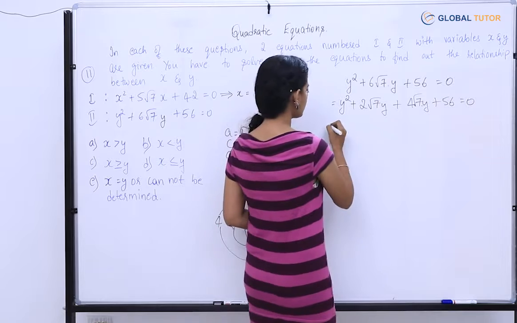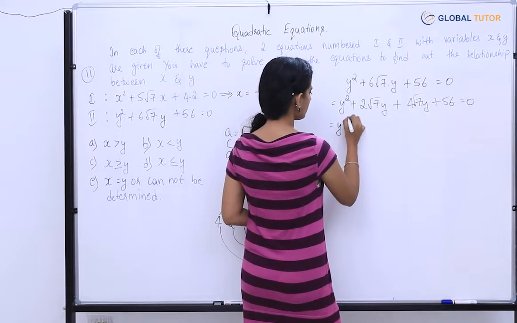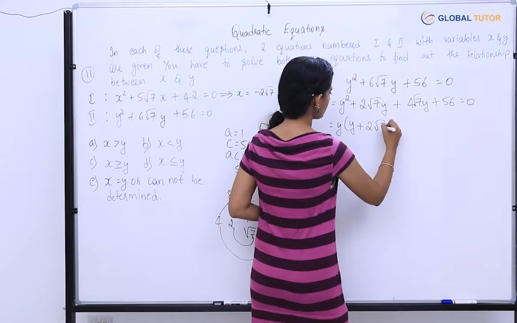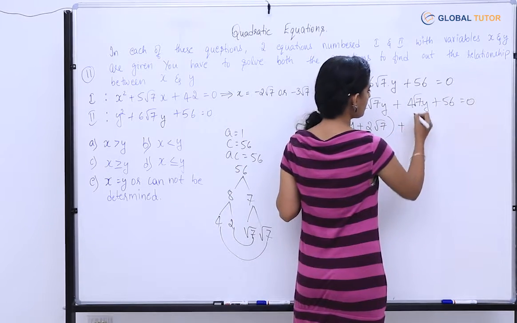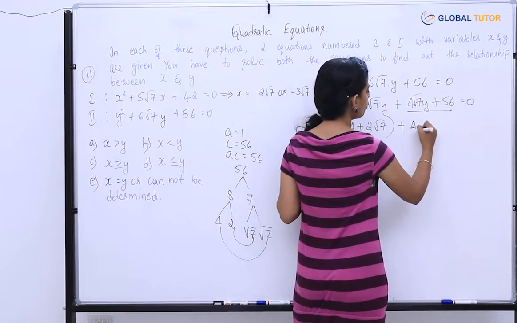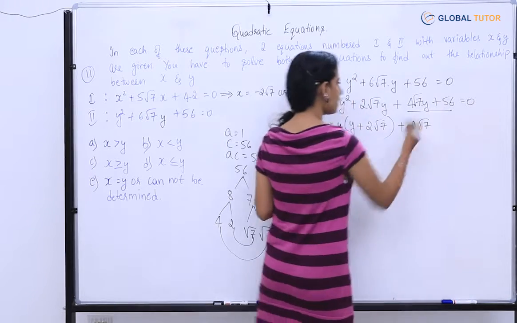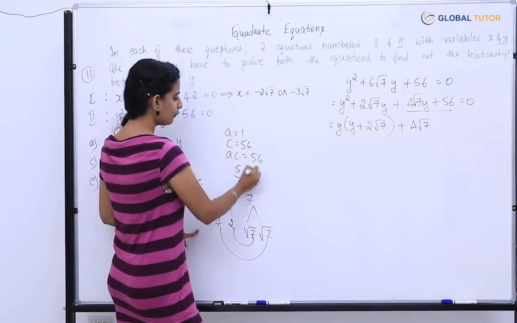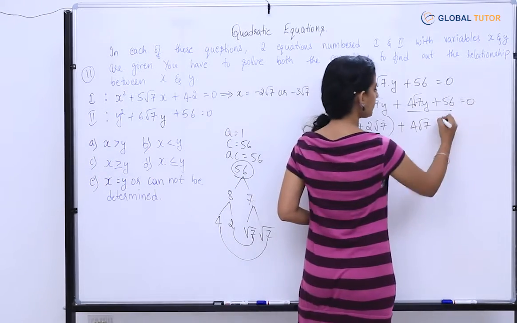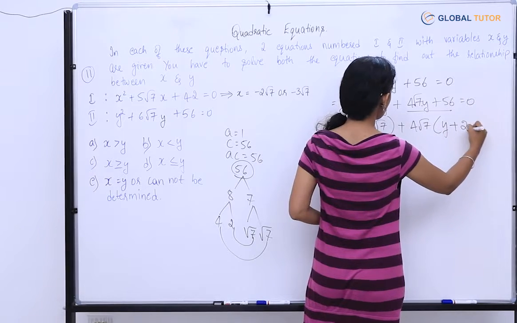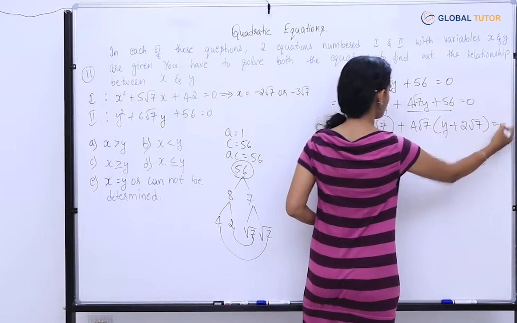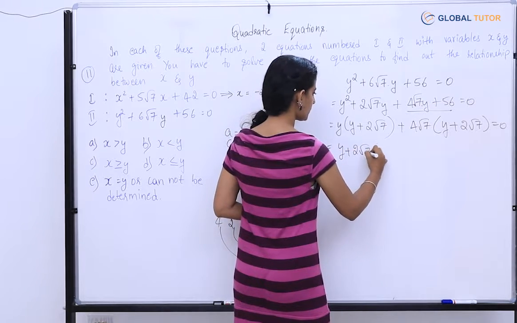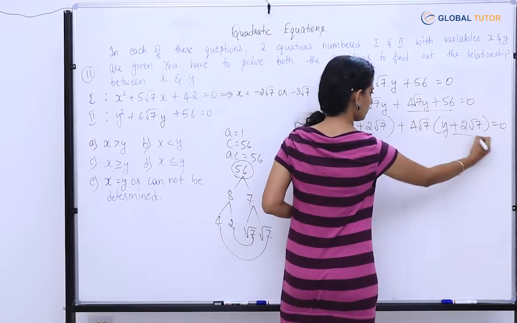So now here we can take y as common. I will be left with y plus 2 root 7. So plus, out of these two I can take 4 root 7 as common. Why? Because we just calculated 4 root 7 into 2 root 7 will be 56. So with 4 root 7 taken as common, I will be left with y plus 2 root 7, which is equal to 0.